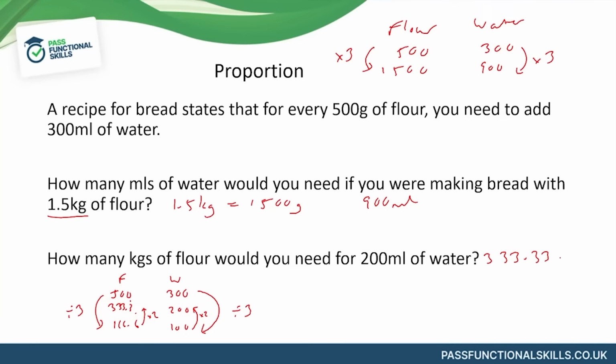So here the answer would be 333.33 grams of flour. However, the question is asking for kilos, so again, to turn this into kilos, just need to divide that by 1,000, so that would be 0.333 kilos to 3 decimal places. We've not been told what degree of accuracy to leave our answer, but that will be fine.